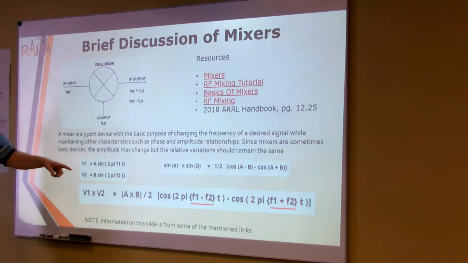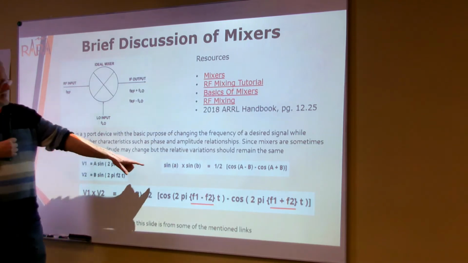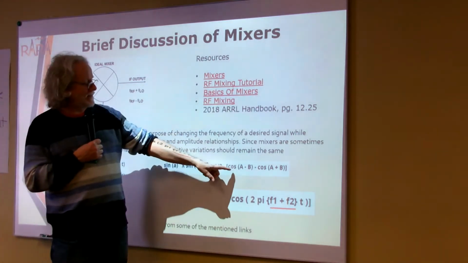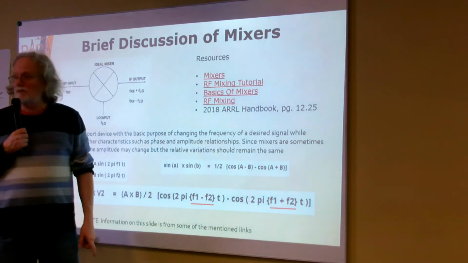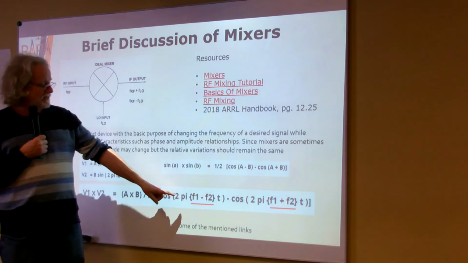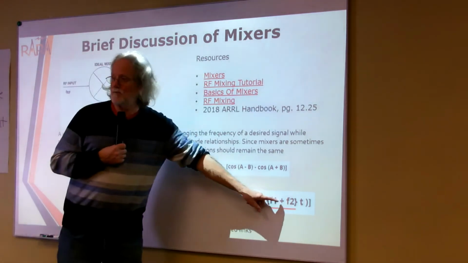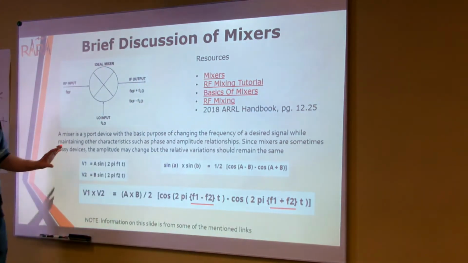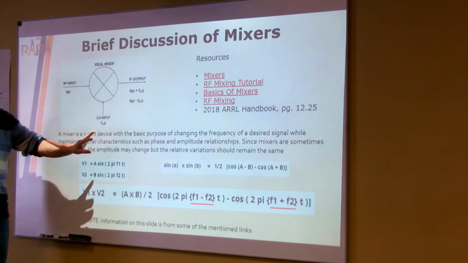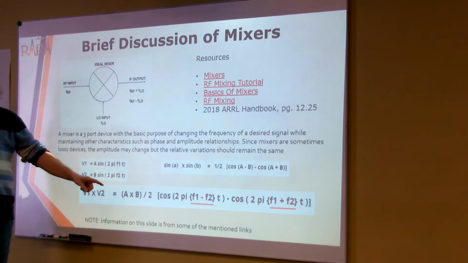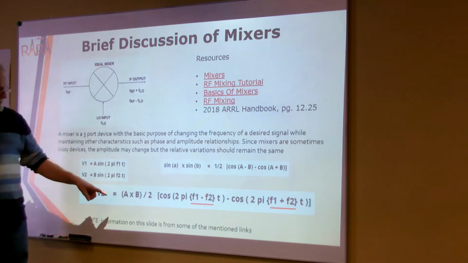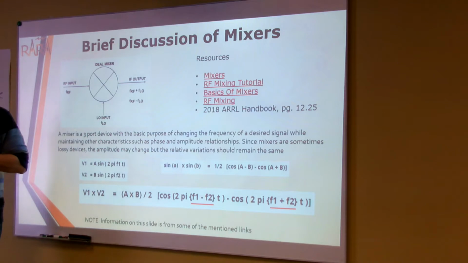So the important thing to note is the formula is really quite simple. Sine A, sine B equals 1/2 cos A minus B, cos A plus B. And it's the A minus B and A plus B which defines the mixing. So you see F1 minus F2 and F1 plus F2. So you don't have to know all the rest of this stuff. You just have to know that there's a formula that actually makes it work. They can mathematically prove with this formula that the mixer will work. And so you see the sum and difference frequencies.